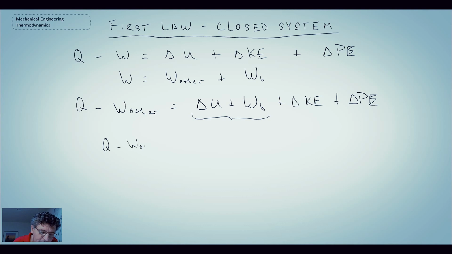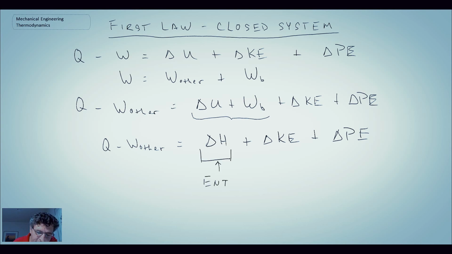And we can write the first law for a closed system, and it will look like this. So it's a different form of the first law from what we've seen before for a closed system. However, the main change is that we've introduced this term here, which is the enthalpy.